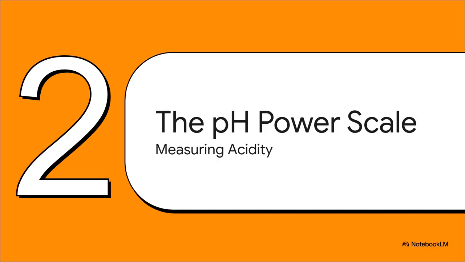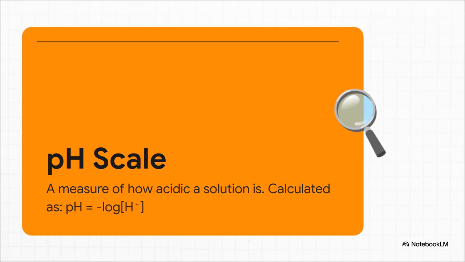Okay, so if this is all about donating and accepting protons, how do we actually measure it? How do we keep score of how acidic or basic something is? Well, that's where the pH scale comes in. It's basically the power meter for this whole process. So, what exactly is pH? It's really just a way to measure the concentration of those hydrogen ions we've been talking about, and that little p actually stands for power.